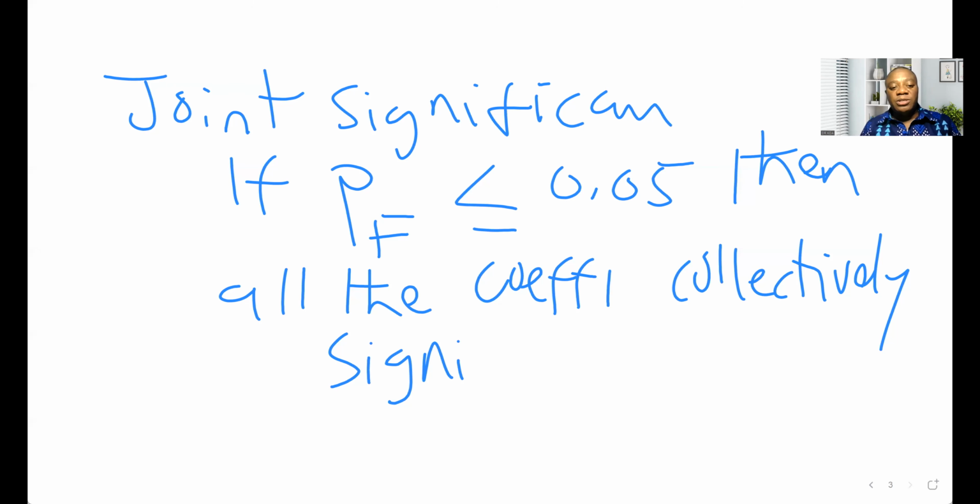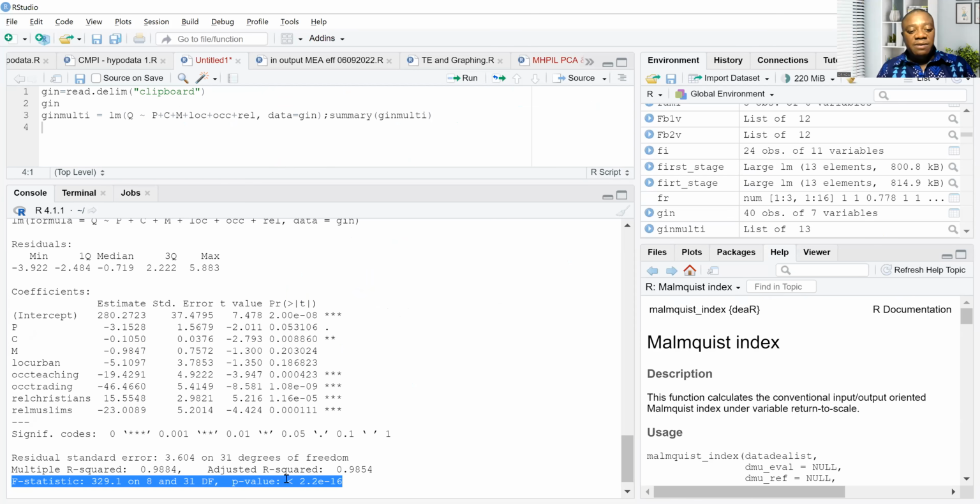Now let's go back to our results, and you can see that it was E minus 16 and E minus 62.2. E minus 16 means it's approximately 0. So it simply means that all the coefficients are jointly significant. Finish. Let's look at the next question, unless you have a question. Other than that, let's go to the next question.